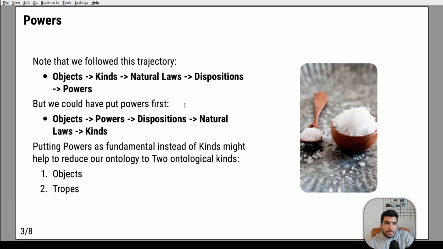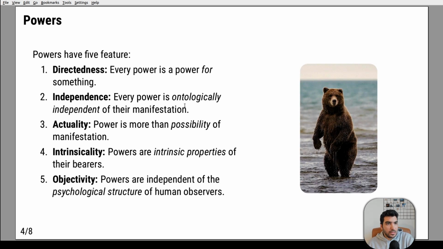All right, so the work is based on powers of George Molnar, who believes in this kind of two category ontology. But of course, again, as we saw, to be able to explain disposition and natural laws, you either need to keep kinds as fundamental and define powers, or keep powers as fundamental and define kinds. So Molnar says that for powers we can define 5 features. One is directedness. That is, the power is always a power for something.